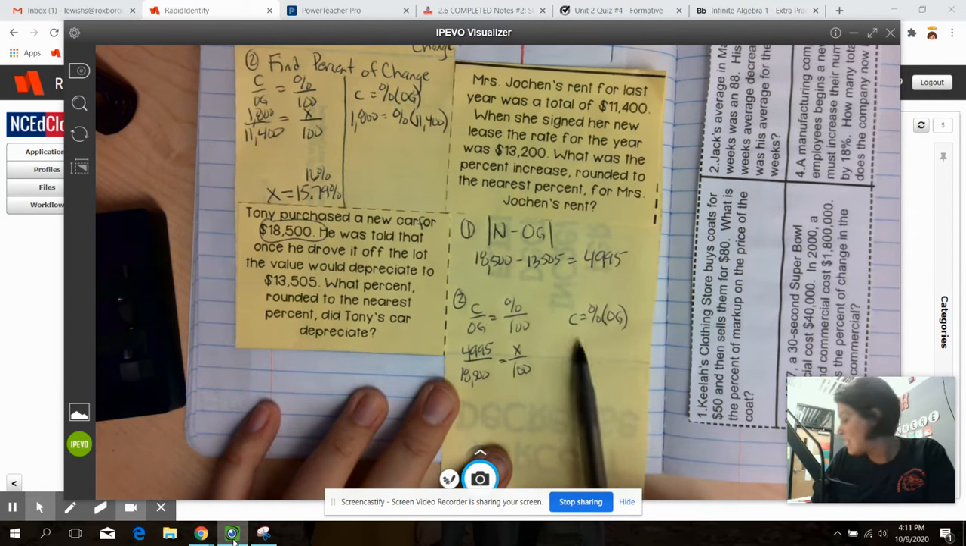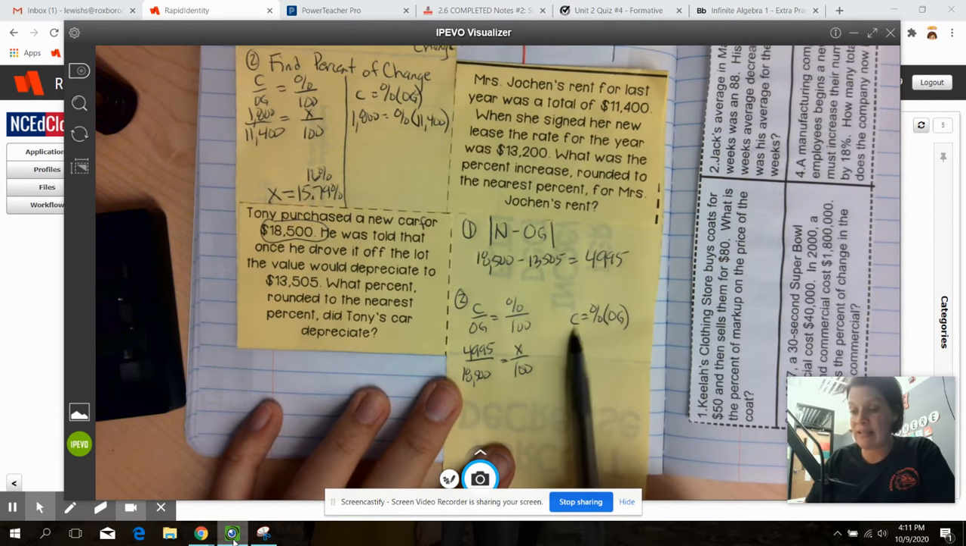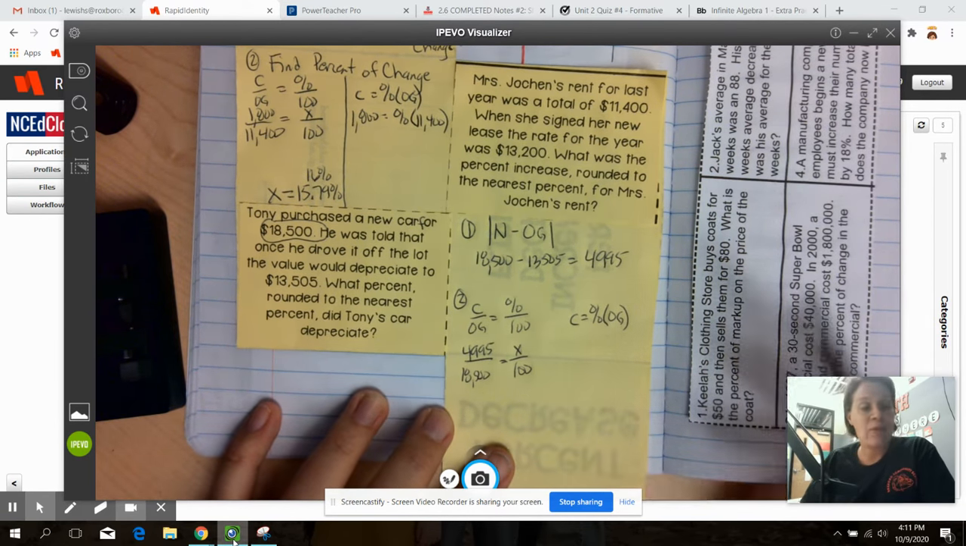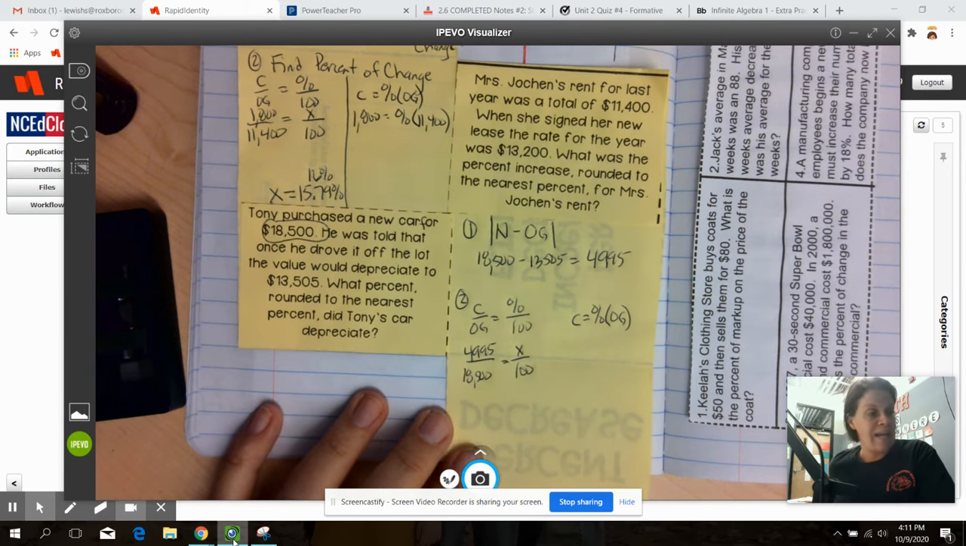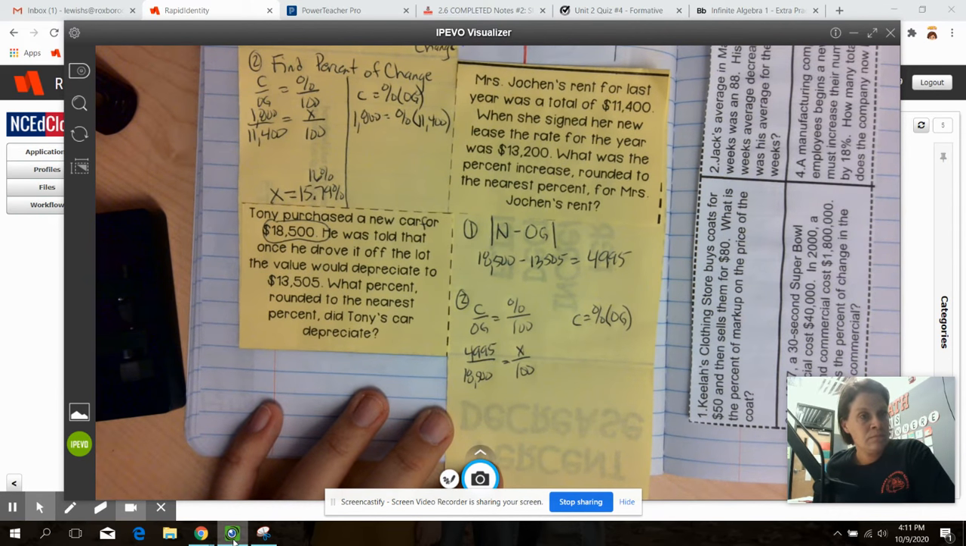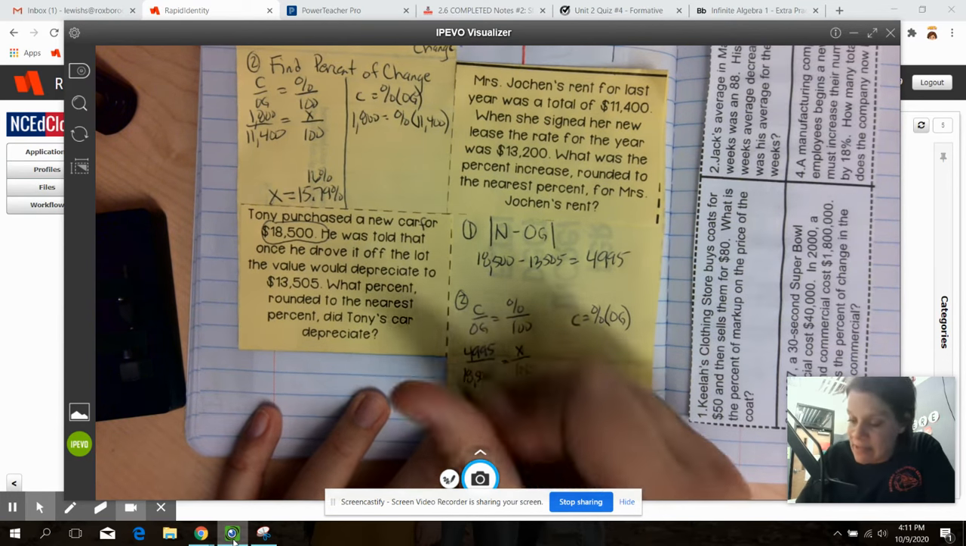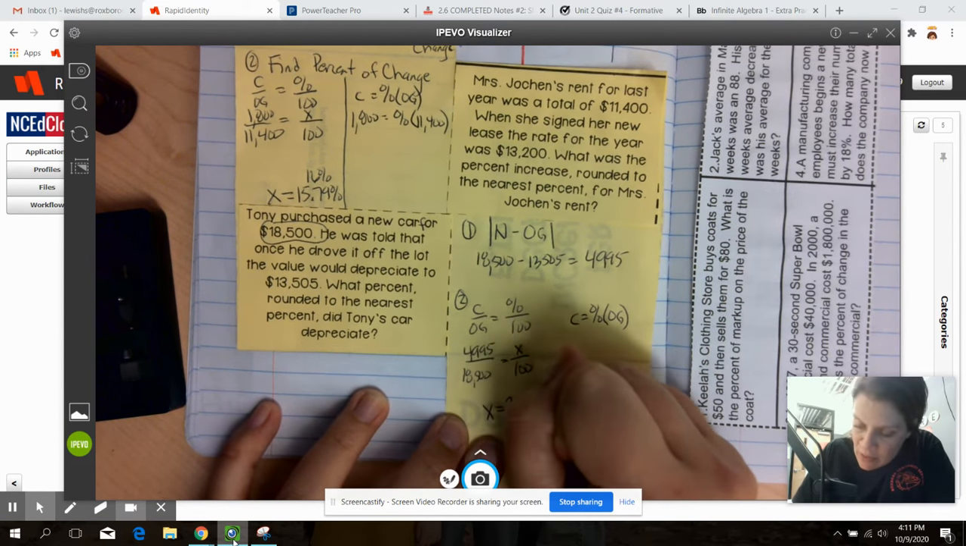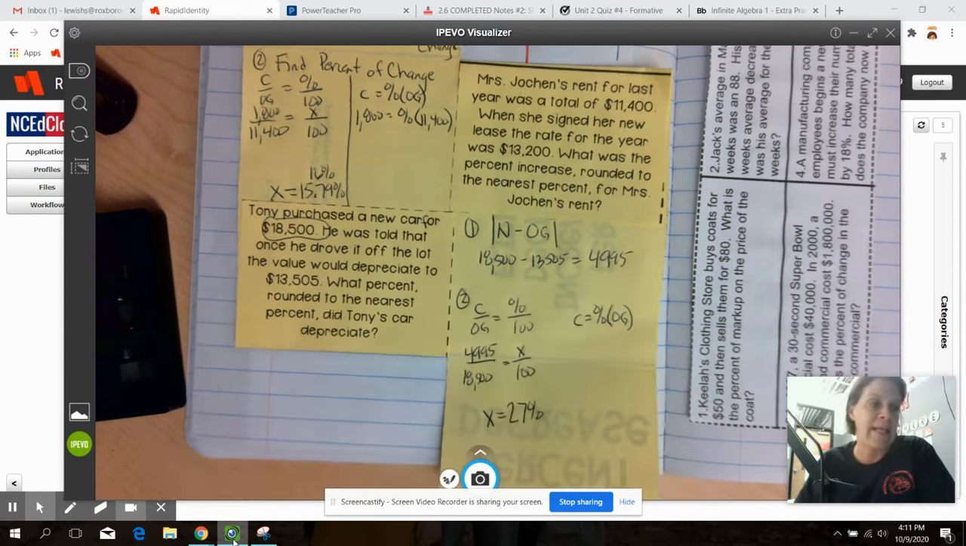Here, you would plug in the same kind of stuff. Y'all know how to plug it in now, so our change is that. And when you cross multiply, go ahead and cross multiply. And when you solve it, you're going to get X equals 27%.